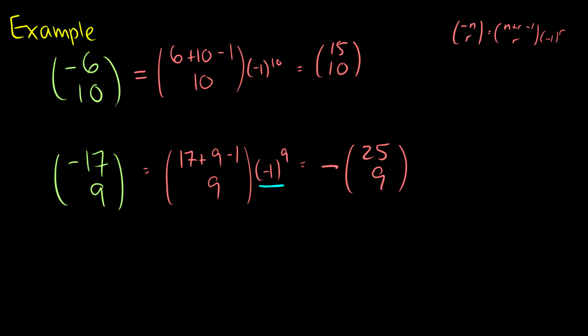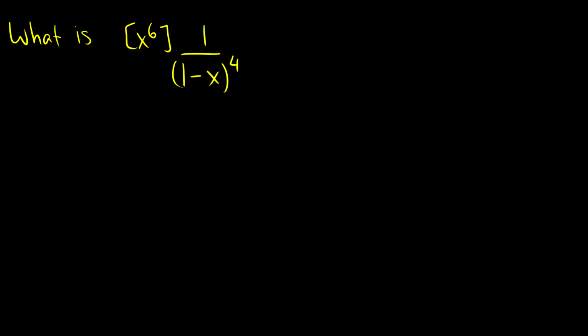And the question is, why do we need to know this? Why do we need to have the extended binomial theorem to include negatives? Well, here's why. I want the coefficient of x to the 6 in 1 over 1 minus x to the 4. Now, how do we do that? Because we're dealing with negative x's here. So first of all, we can rewrite this and make it a little bit nicer. So this is x to the 6 of 1 minus x to the negative 4.